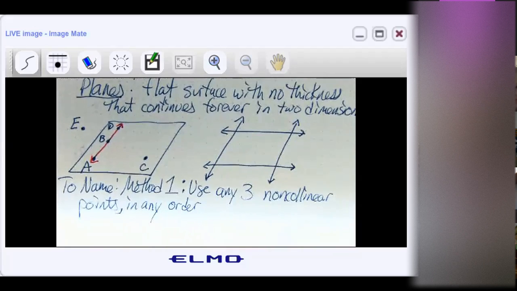Would anyone like to take a guess what the word non-collinear means? If you do, just unmute yourself and talk to me. Non-collinear. Anybody? If you're in class, just shout it out if you know it or want to guess. Anybody? No? You're all still here with me, right? Yeah, I see you.